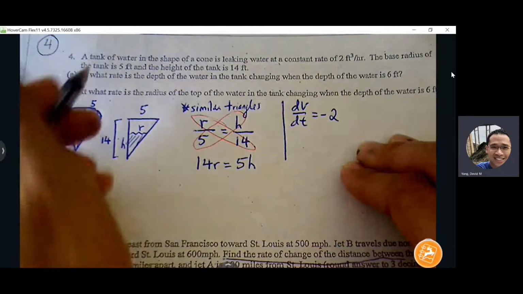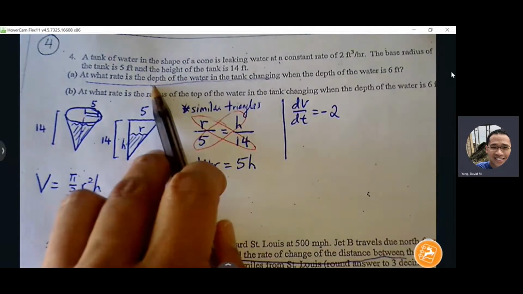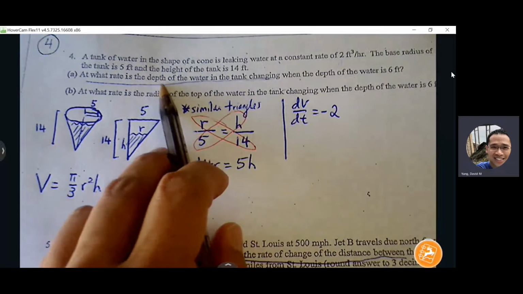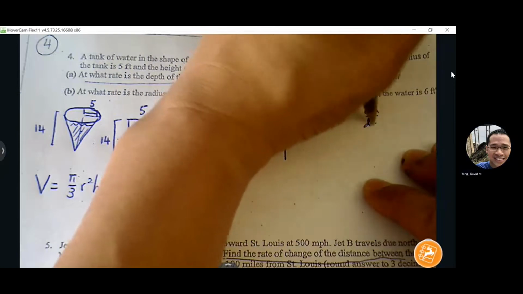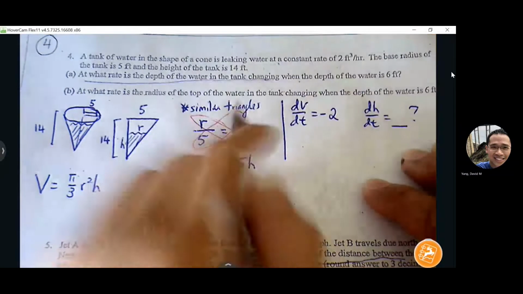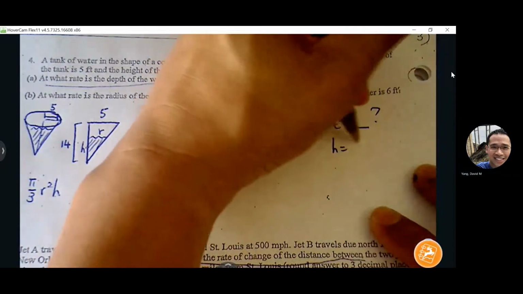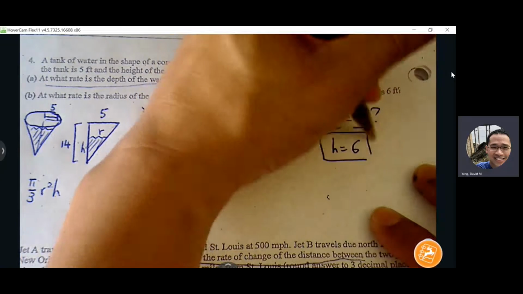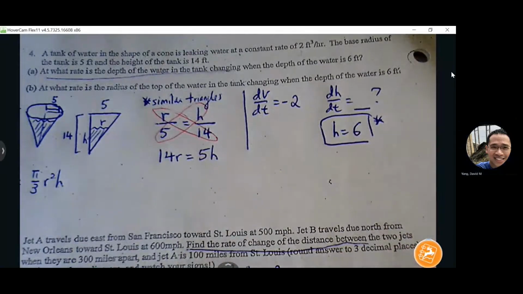At what rate is the depth of the water changing? So we're looking for the rate of change of the height of water, the depth of water. So dH/dt is the unknown. And the depth of water is 6 feet. Put a star next to the 6, right? Knowing that we're not going to touch that value until the end, even though there's all these places that it feels like we can insert 6 in for H, but we're just not ready for it.